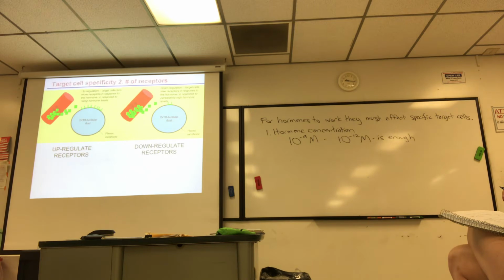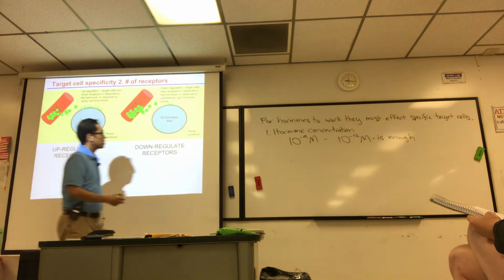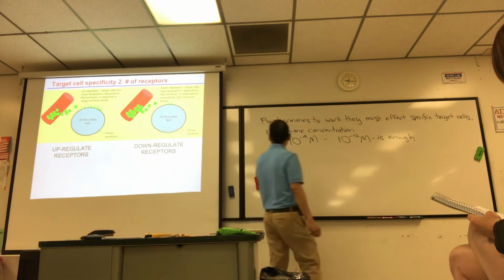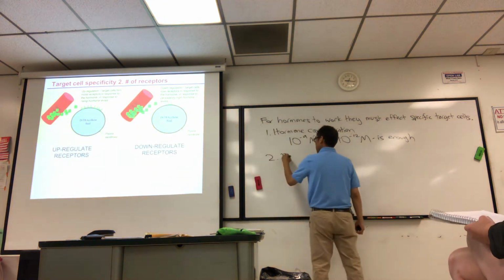Well, the other thing is the receptors. The target cell has to present receptors to the hormone, okay? So usually what happens is, number 2, number of receptors.